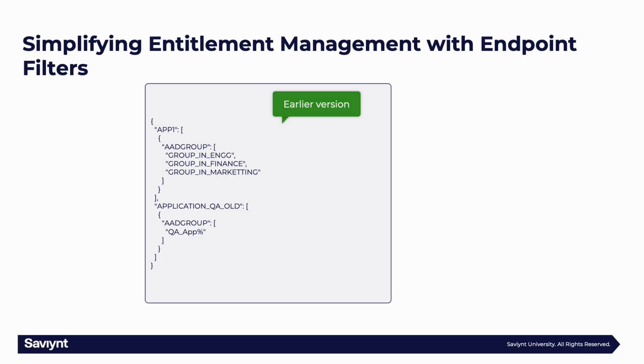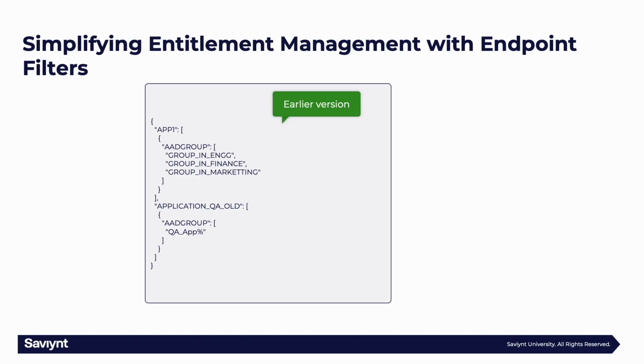Different teams manage different sets of entitlements, and that's where endpoint filters come into play. Endpoint filters allow us to group relevant entitlements into child endpoints. For example, under the main endpoint, Azure AD, we could create child endpoints like finance, marketing, and engineering. Earlier, this setup required manual configuration.